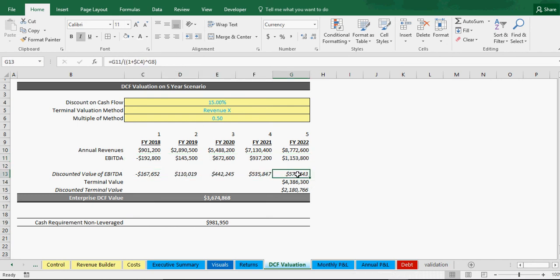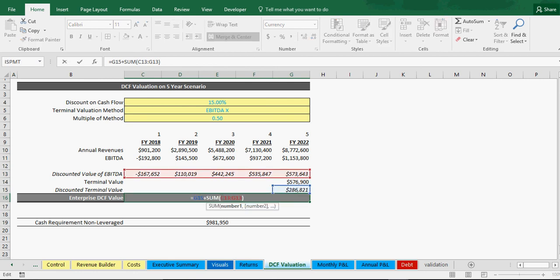And then at the end of the 5 years, assuming you're going to sell, the business has some kind of value. I've done two. You can basically pick either a revenue multiple or EBITDA multiple. If you do EBITDA multiple, it's going to take your EBITDA times this multiple to get this number. And then that also needs to be discounted back 5 years. Then to get the enterprise discounted cash flow value of the next 5 years, we're just summing up the present value of all of these future cash flows, including the sale.